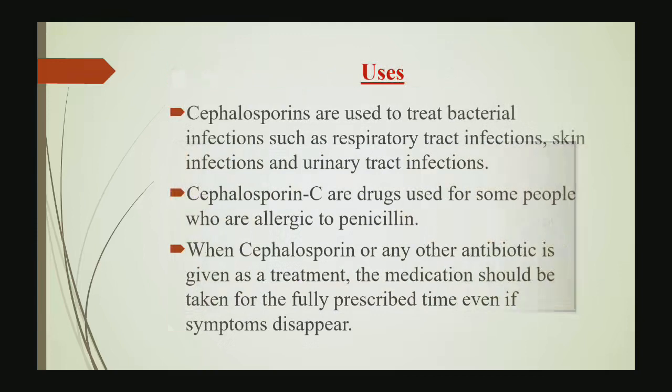Our next slide is about uses of cephalosporin C. Cephalosporins are used to treat bacterial infections such as respiratory tract infections, skin infections, and urinary tract infections. Cephalosporins are drugs which are used for some people who are allergic to penicillin. When cephalosporin or any other antibiotic is given as a treatment, the medication should be taken for the fully prescribed time, even if symptoms disappear.